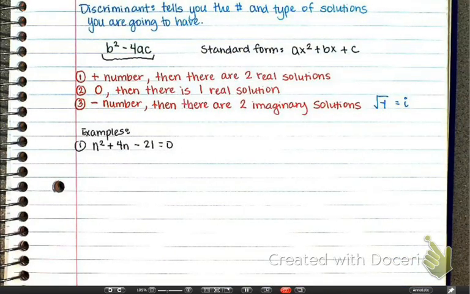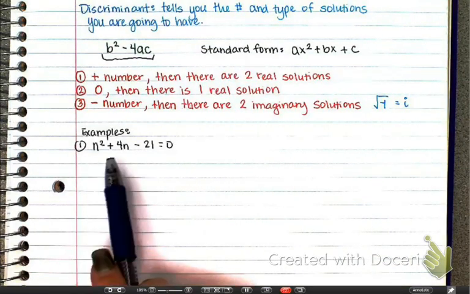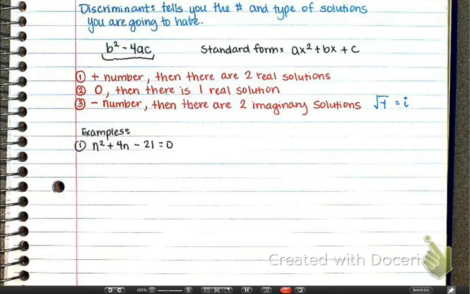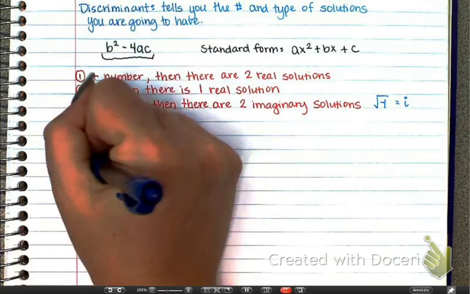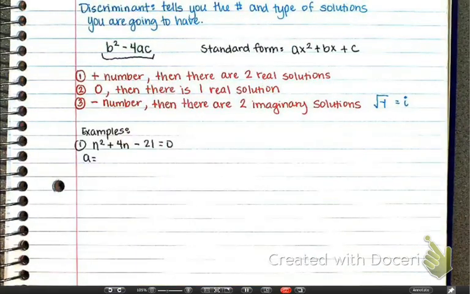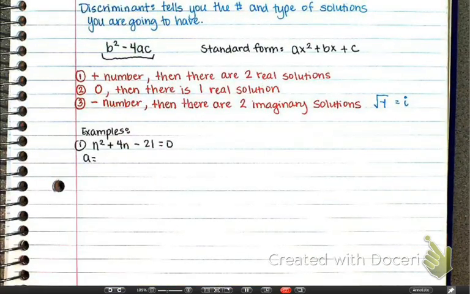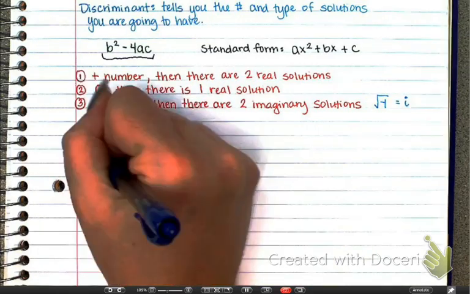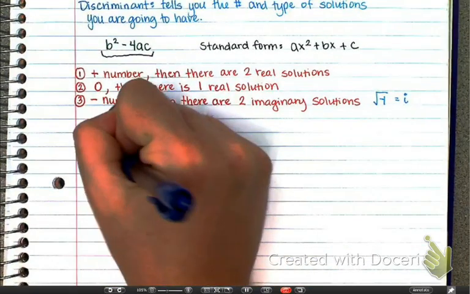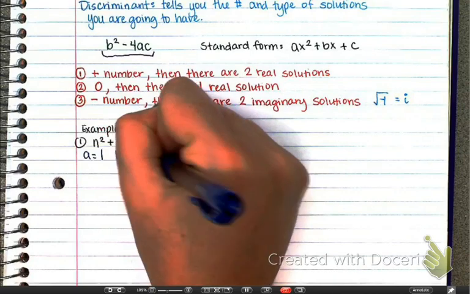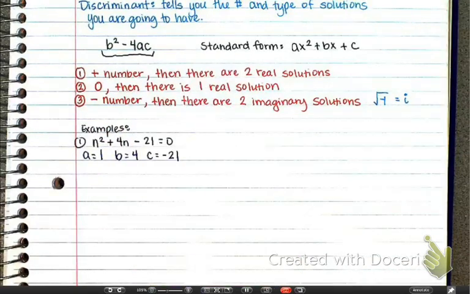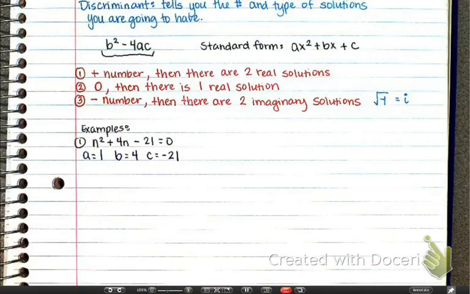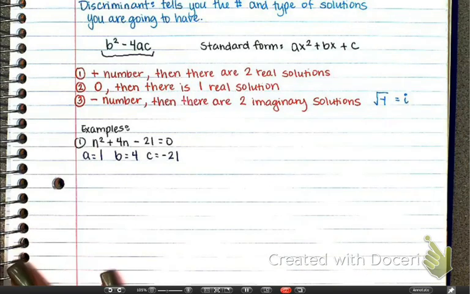So first things first, is my equation in standard form? So I have ax squared plus bx plus c. It's okay that the variable is an n. Okay, so we're in standard form. Next step is going to be to identify a, b, and c. So a is the number in front of your squared term, so n squared would be a 1. b is 4, c is negative 21. So identify a, b, and c.